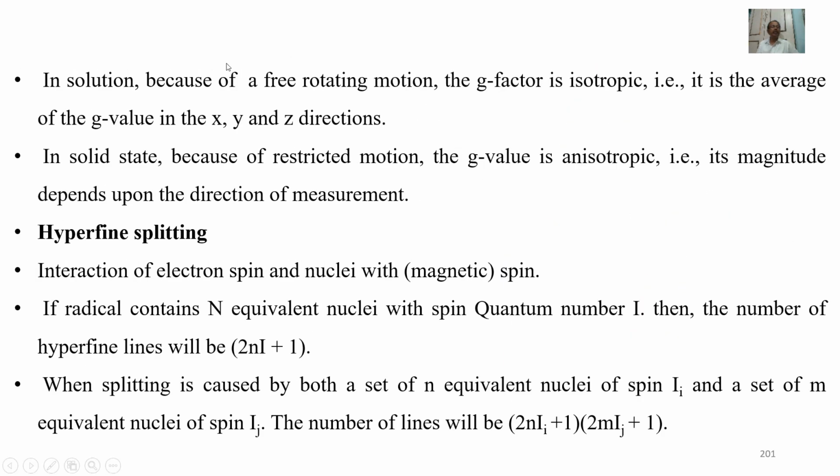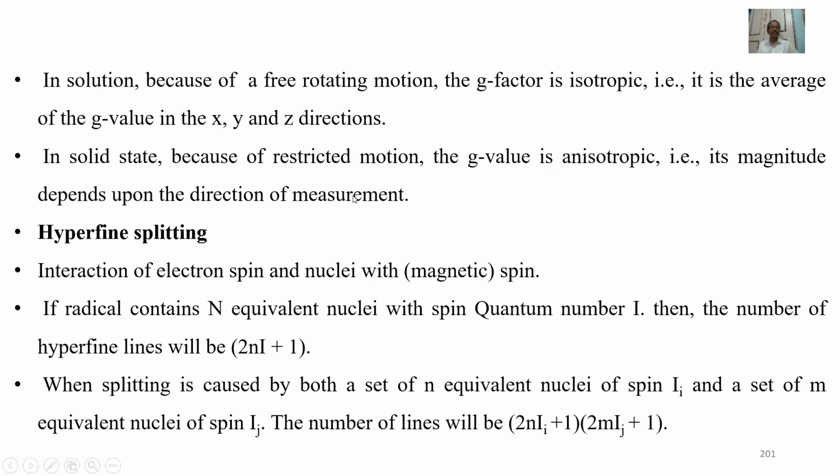In solution, because of free rotational motion, the g factor is isotropic, that is, it is the average of the g values in the x, y, z directions. In the solid state, because of restricted motion, the g value is anisotropic, that is, its magnitude depends upon the direction of measurement.